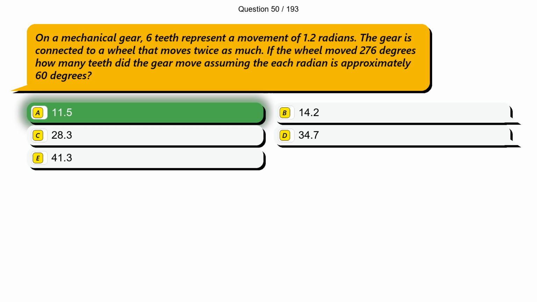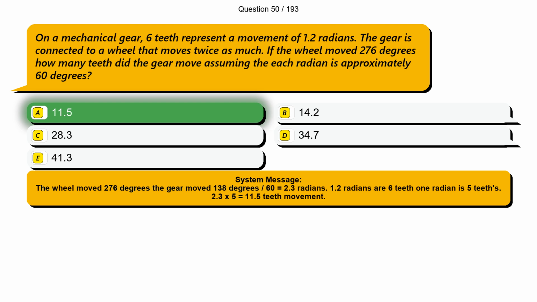The correct answer is option A, 11.5. The wheel moved 276 degrees, so the gear moved 138 degrees/60 equals 2.3 radians. 1.2 radians are 6 teeth, so 1 radian is 5 teeth. 2.3 x 5 equals 11.5 teeth movement.